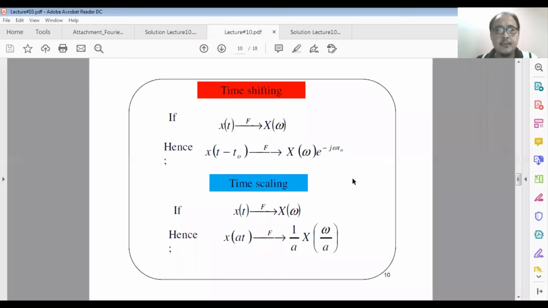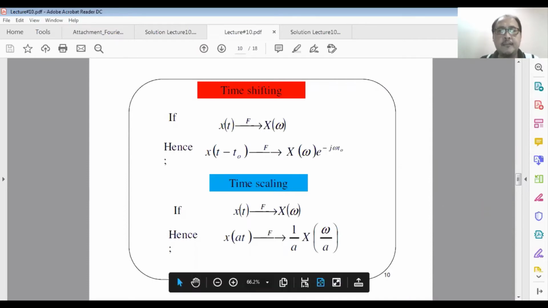Okay guys, let us continue with lecture 10. Just now we have learned about the first property, which is linearity. So we're going to proceed now with the second property, which is time shifting.